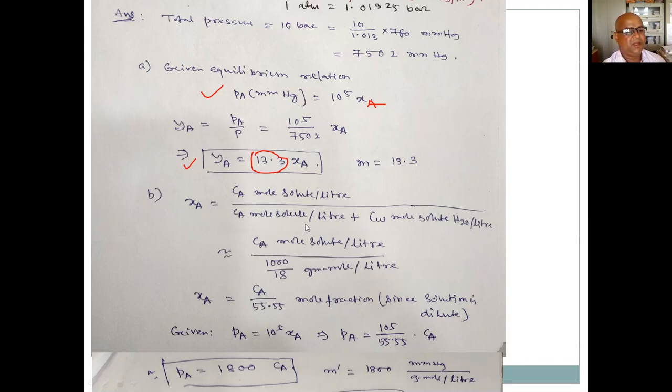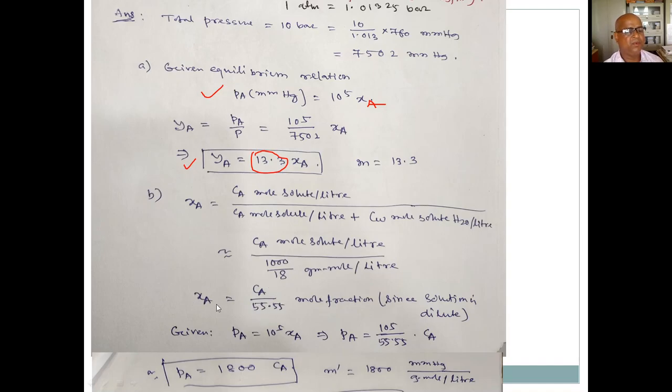Now if it is a dilute solution, whatever the concentration of the water, it will be almost constant, so you can neglect this term. So Ca mole solute per liter, and concentration of water is 1000 times density by 18, that is gram mole per liter. So Xa equal to Ca by 55. But if it were not a dilute solution, if it is given as 13%, 14%, accordingly you can do it.